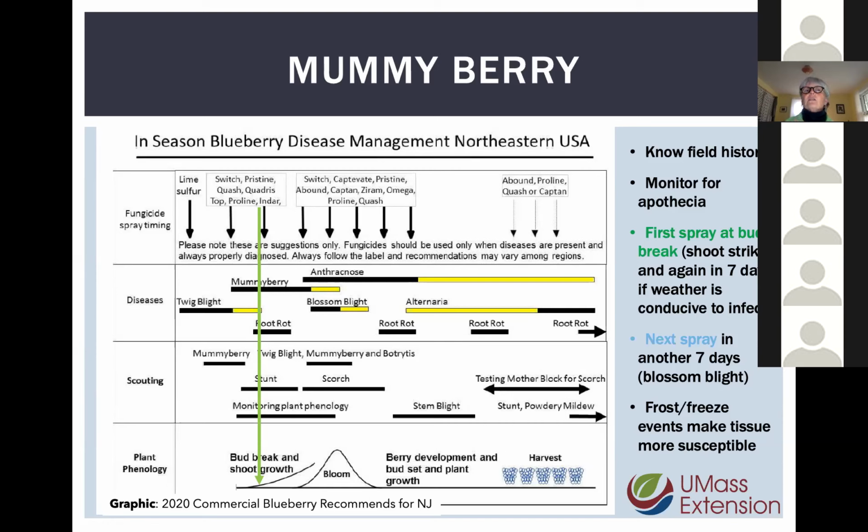But the first thing to know is to really understand your field history and know if you've had a problem with mummyberry in the past. That's a big piece of information to know what some of your decision points are going to be. You can monitor for apothecia, although I will say they are hard to find if you're just randomly looking for them.